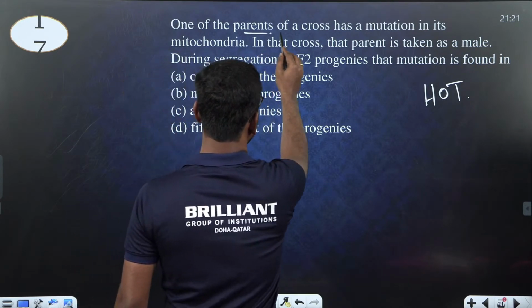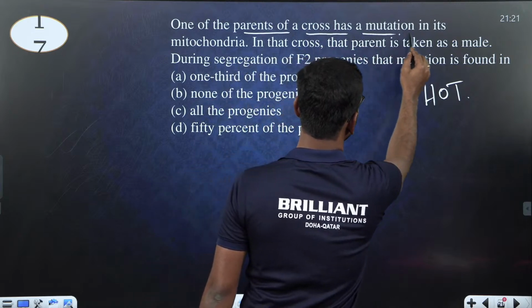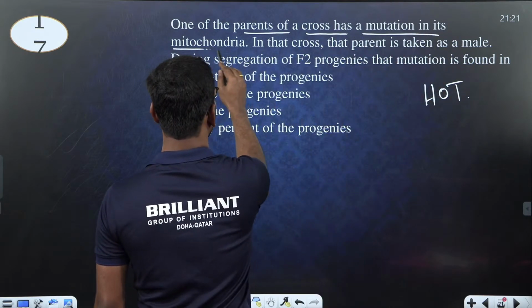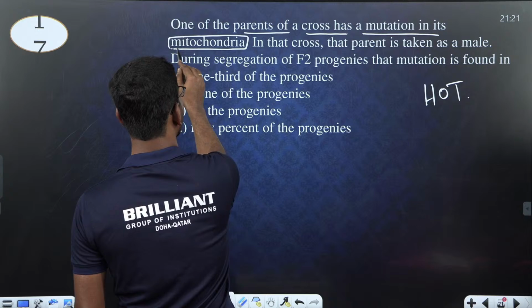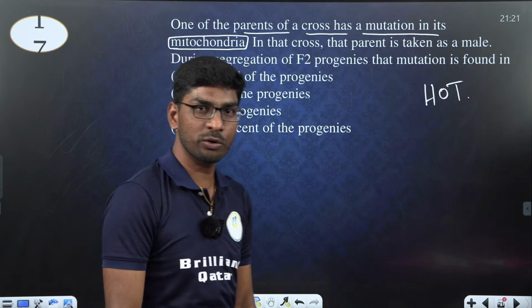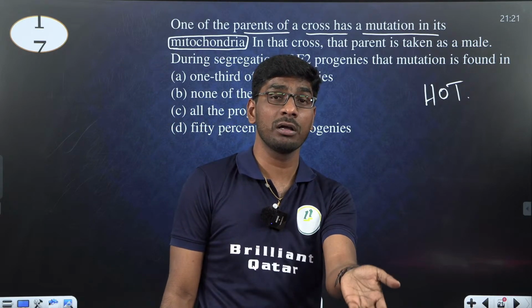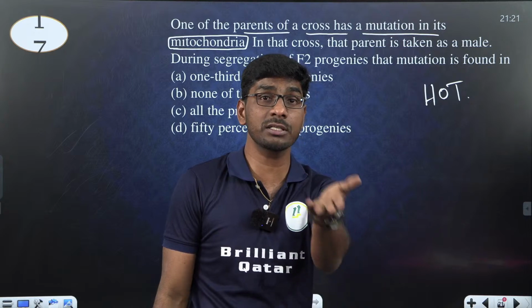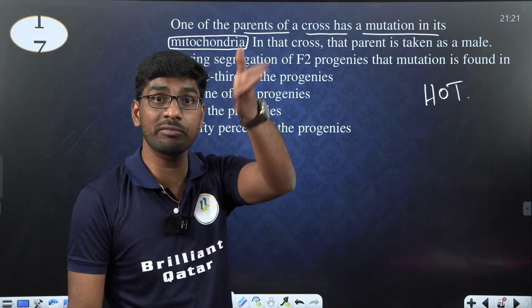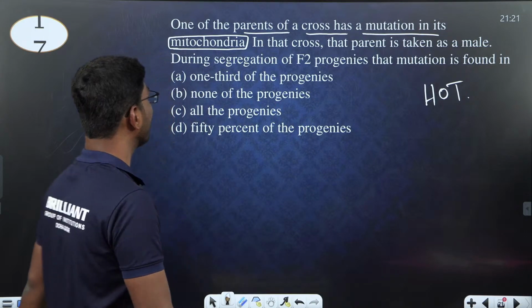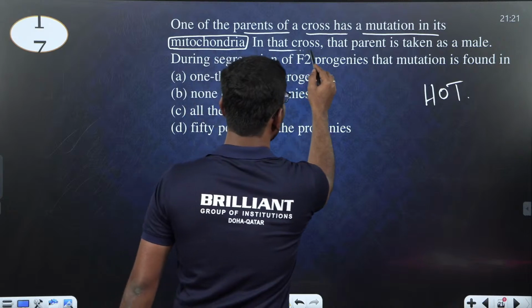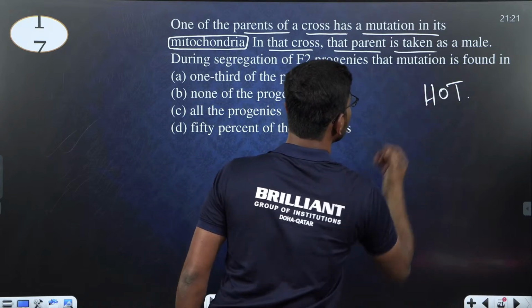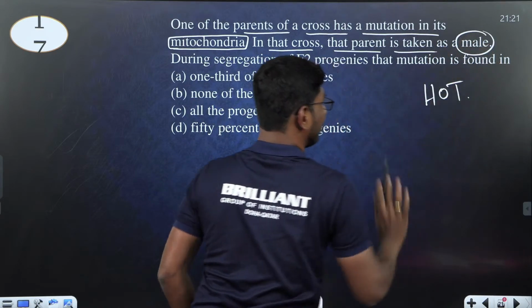One of the parents of a cross has a mutation in its mitochondria. Does mitochondria have DNA? Yes, sir. Mitochondrial DNA we discussed in the last class. Chloroplasts also are semi-autonomous organelles we discussed in 11th grade. Mitochondria also have DNA. In that cross, that parent is taken as a male. It is a male, right?